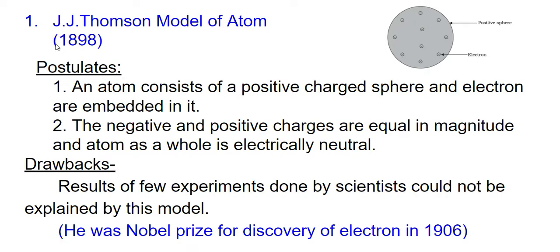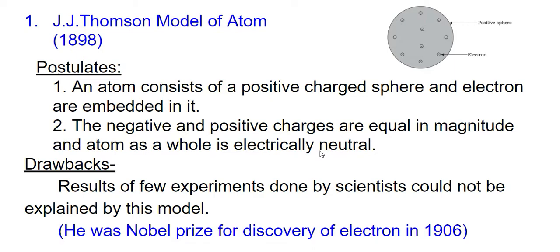The postulates given by J. J. Thomson were: first postulate, an atom consists of a positively charged sphere and electrons are embedded in it. Second postulate, the negative and positive charges are equal in magnitude and the atom as a whole is electrically neutral.